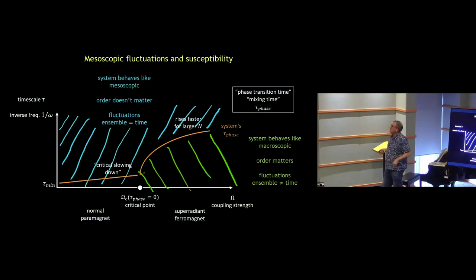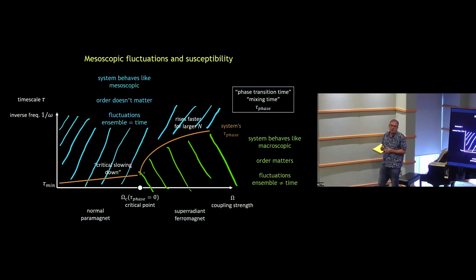Now, these separate two regimes. So if you're looking on this side of the phase diagram, and you're looking at short time scales, your system will look like a macroscopic system. So you're looking at time scales that are shorter than the time it takes to mix up. So in these conditions, initial conditions will matter. The order in which you measure the susceptibility will matter, and the answer you get for the fluctuations will depend on whether you're looking at an ensemble of systems or at temporal fluctuations.